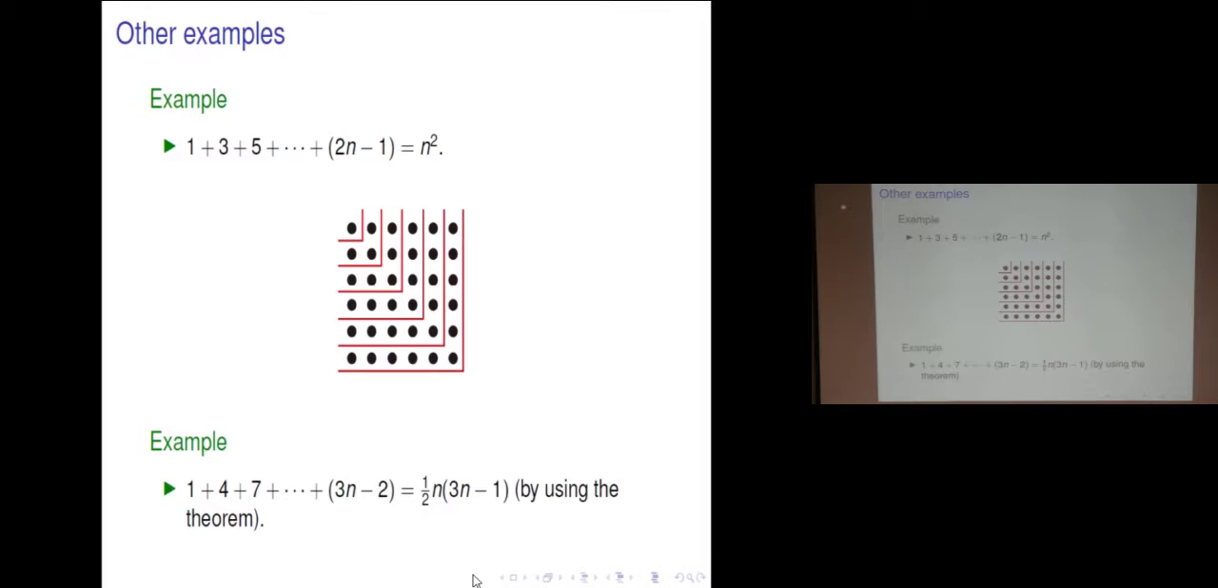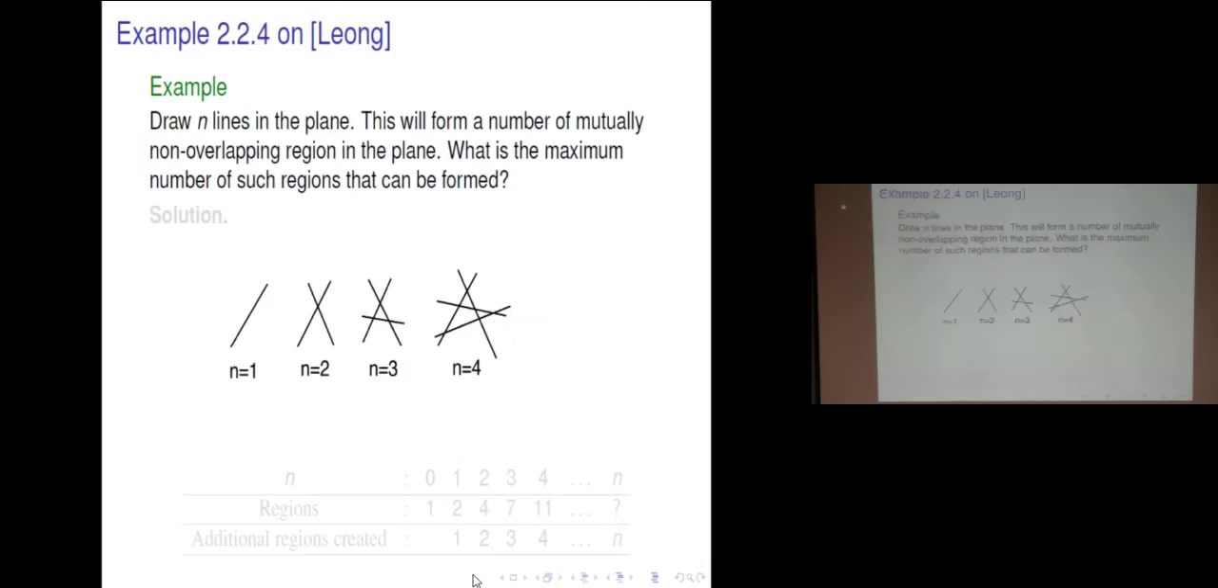The next one has no nice geometric picture, so you have to use the theorem. Just plug in. So this is when a equals 1, d equals 3. You add the sum, use the theorem, you get this number. Okay. Now, this probably is the last example in the arithmetic progression. So let's finish this and then have a break.